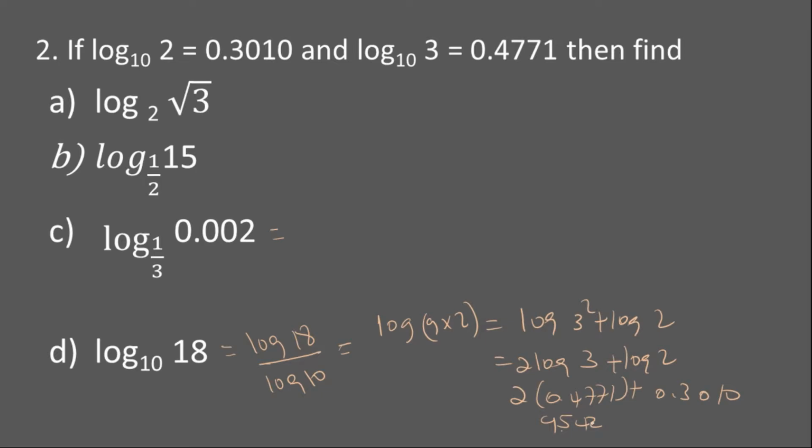You know how to multiply. 2 times 1 is 2, 2 times 7 is 14, carry 1. 2 times 4 is again 14, plus 1 is 15, carry 1 again. 2 times 4 is 8, 8 plus 1 is 9.